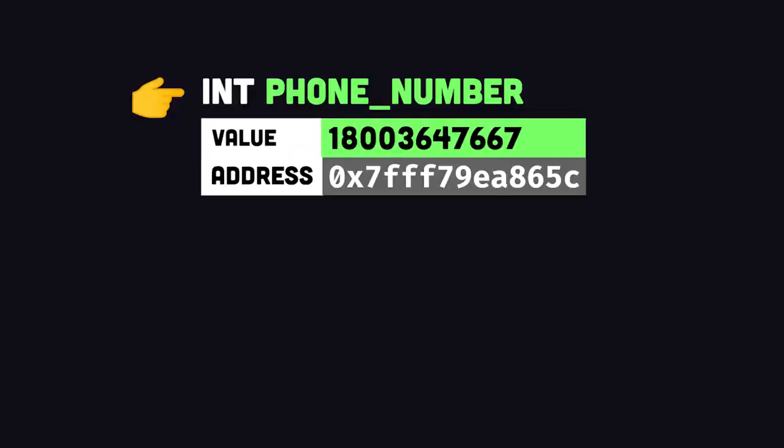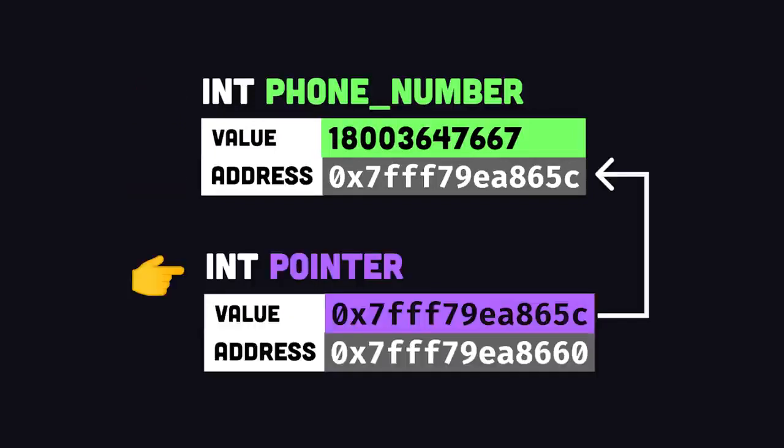When you create a variable, it's assigned an address in memory. You can store that address in another variable called a pointer. When the variable is no longer needed, you'll need to free it to avoid memory leaks.